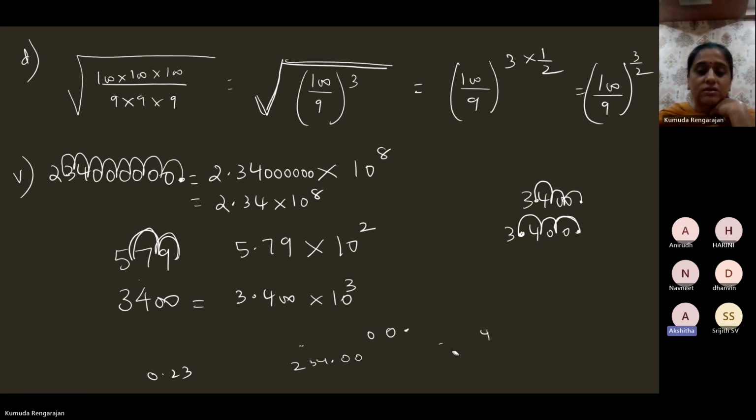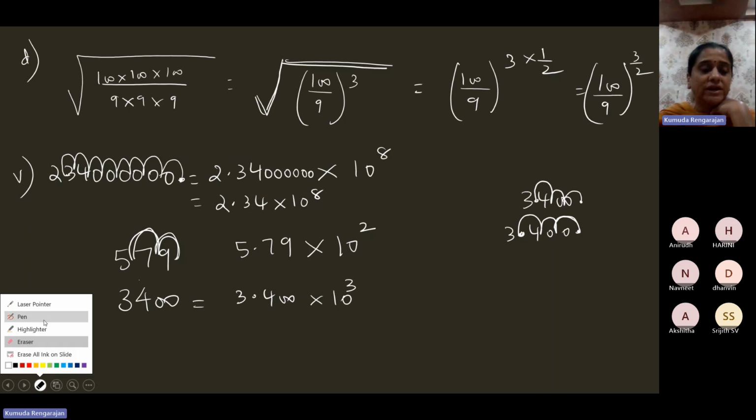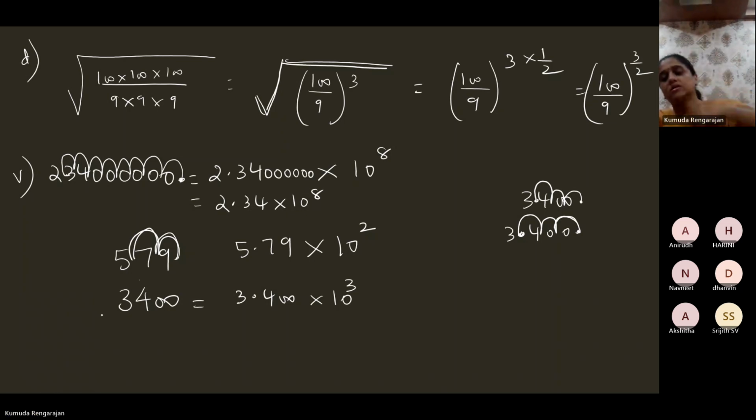Okay, Mom. Now I understand. So it's 2.34 into, because we shifted the decimal point by 8 places, so it will be 10 to the power 8. It's a positive 8, not a negative 8, because you've reduced the value of the number. If you increase the value of the number, then it's a negative power.